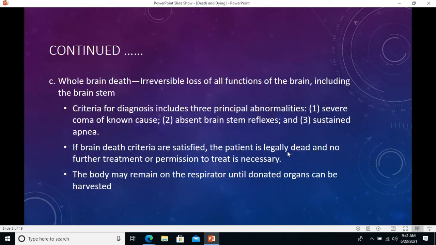And then the last type of death is the whole brain death. It's irreversible loss of all functions of the brain, including the brainstem. So criteria for diagnosis includes 3 principal abnormalities: severe coma of known cause, absent brainstem reflexes, and sustained apnea. If brain death criteria are satisfied, the patient is legally dead and no further treatment or permission to treat is necessary. The body may remain on the respirator until donated organs can be harvested.